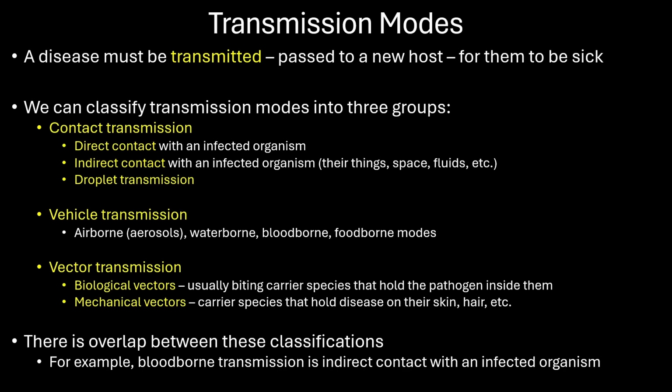Now, importantly, there is some overlap in some of these classifications. For example, a bloodborne transmission of a disease is also a form of indirect contact with an infected organism. It's their body fluids that have been spilled and then another individual has come into contact with them. So you're going to see overlap in these classifications, but we want to make sure that we can describe them. Describe what contact looks like. Describe what vehicles of transmission look like. Describe what vectors look like and how they work.